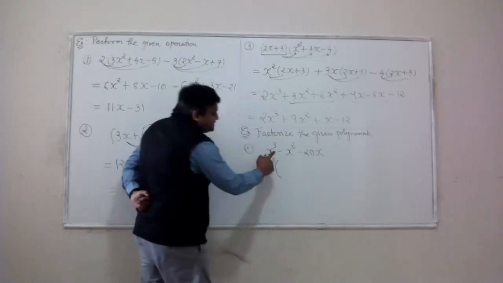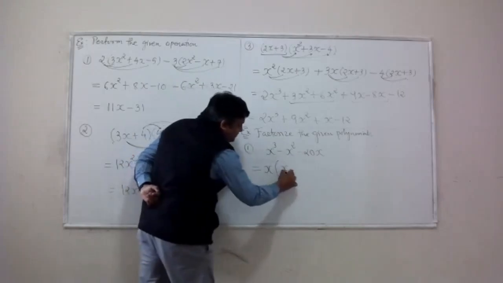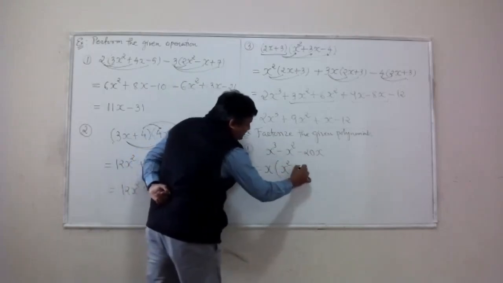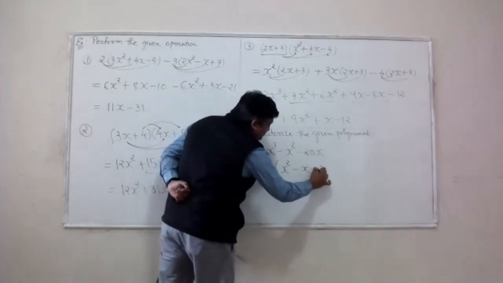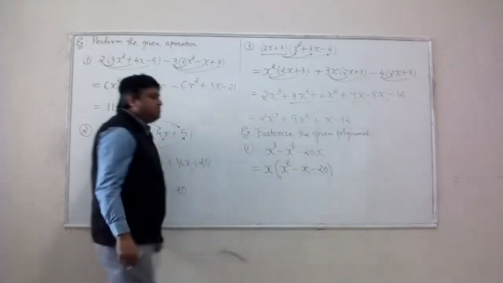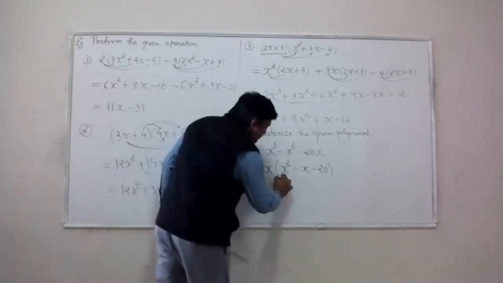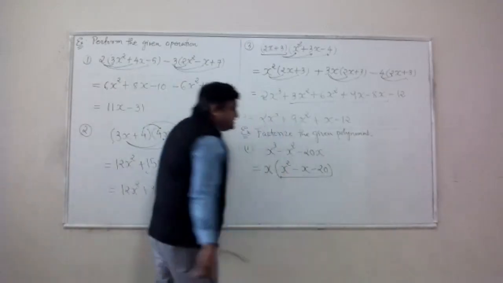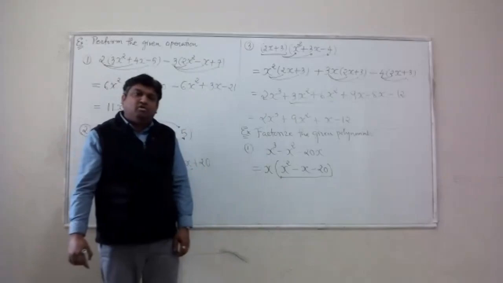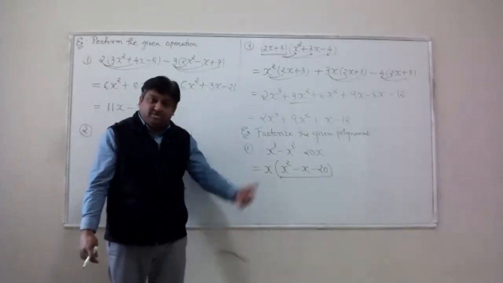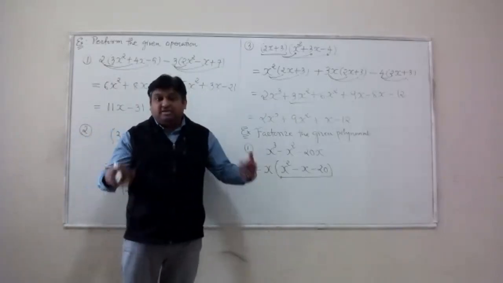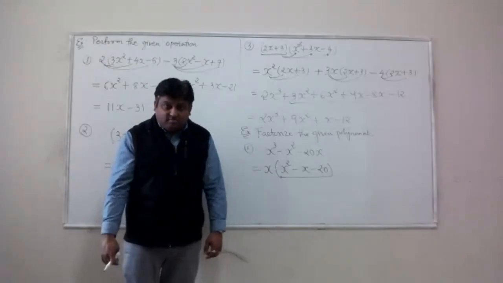Let's write down what's left over from each of these terms. x squared is left over from the first term. x is left over from the second. Minus 20 is left over from the third term. I want you to notice that the bracket inside expression is a trinomial of the form ax squared plus bx plus c. The question is, can we factorize it further?